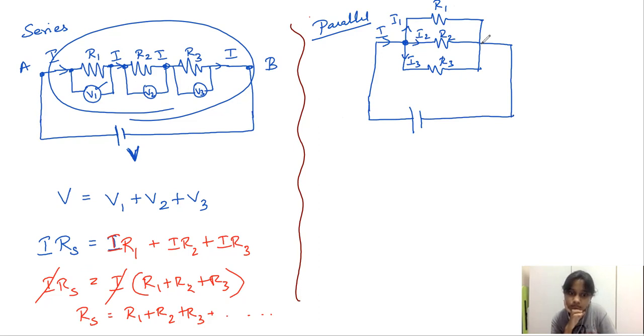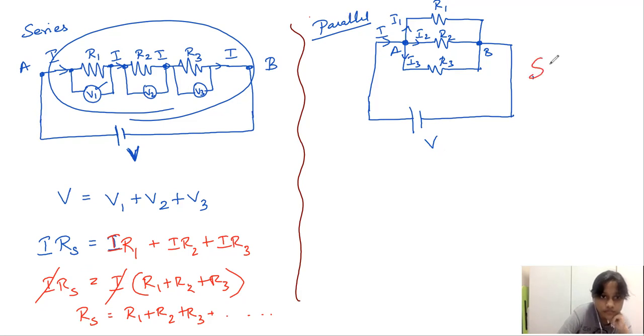But across these two points, what is the potential across A and B? It's going to be the same. So in the circuit, if it is V, then the potential across R1 is V, across R2 it is V, across R3 it is V. Because all these three are connected across AB only, and across AB you have the potential fixed as V. So it has the same potential, but the current gets split.